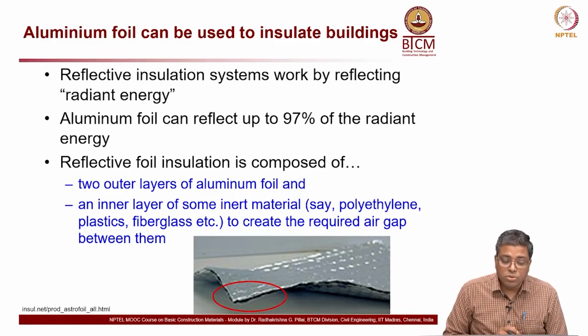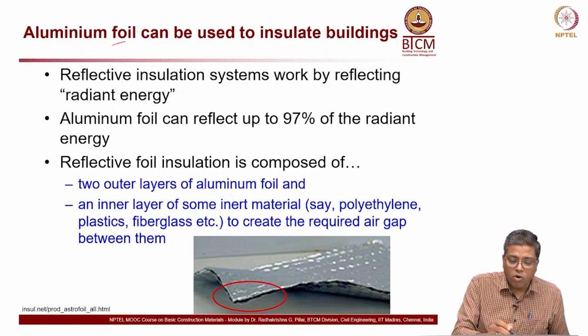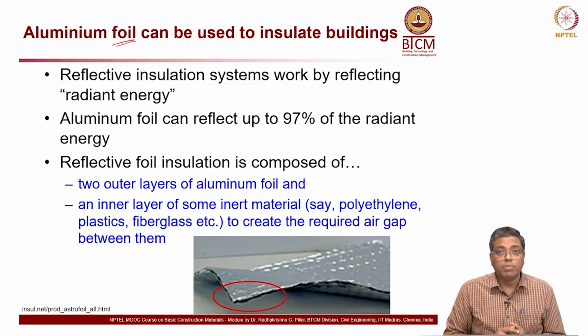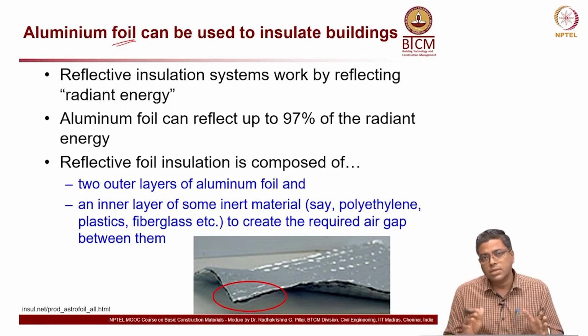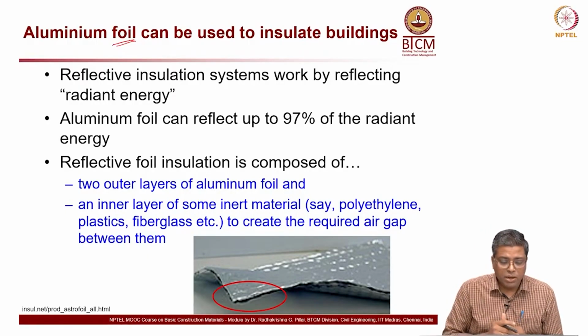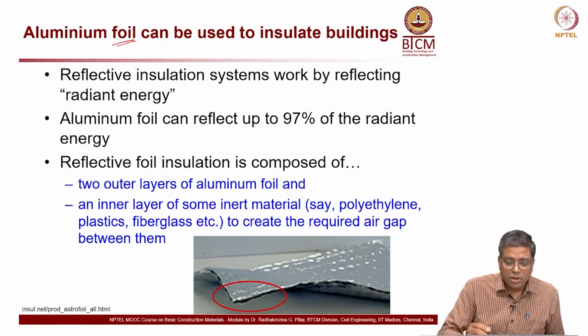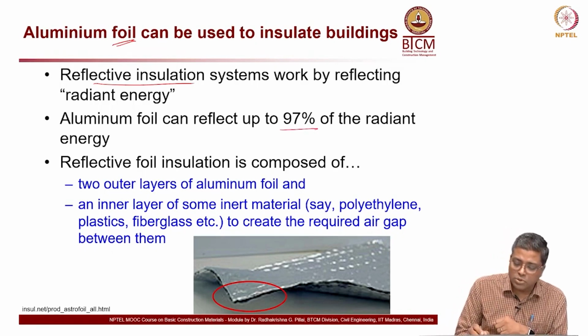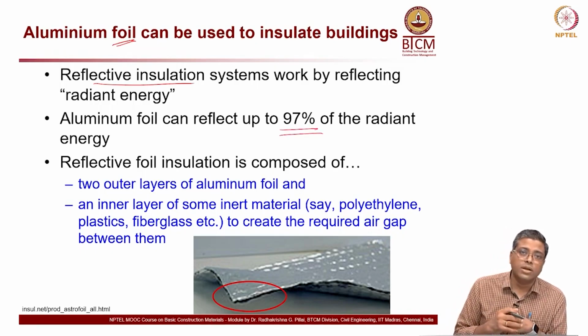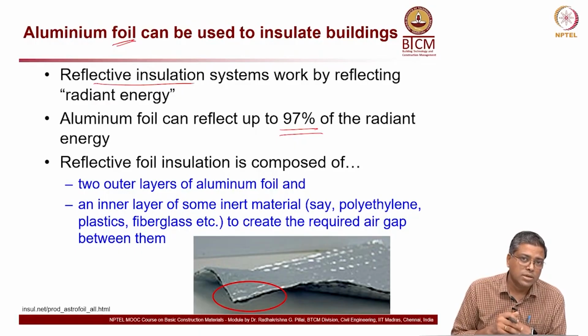Now, where do we use aluminum? Okay, aluminum foil can be used to insulate buildings. Even though it is not much used in our country, if you go abroad you will see that this is widely used in many building constructions. Okay, mainly because it reflects the heat, the radiant energy, and up to 97% of the radiant energy can be reflected back if you use aluminum foil.